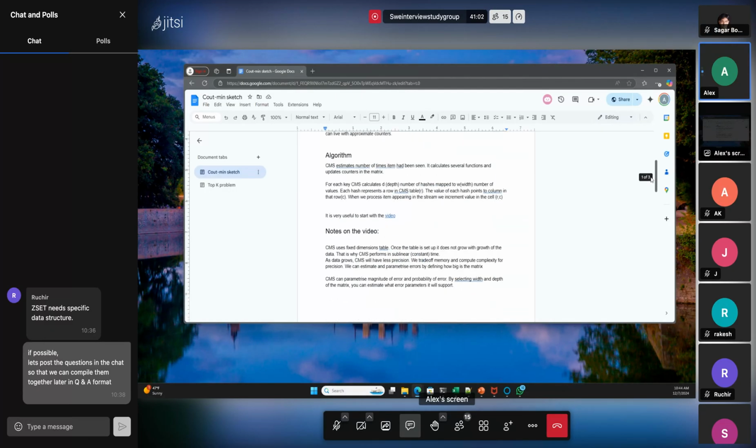Let's talk about algorithm, and then we'll talk about how to calculate. It estimates number of times when item has been seen. And the way it's doing it, it has several functions it calculates, and it updates the counters based on those functions.